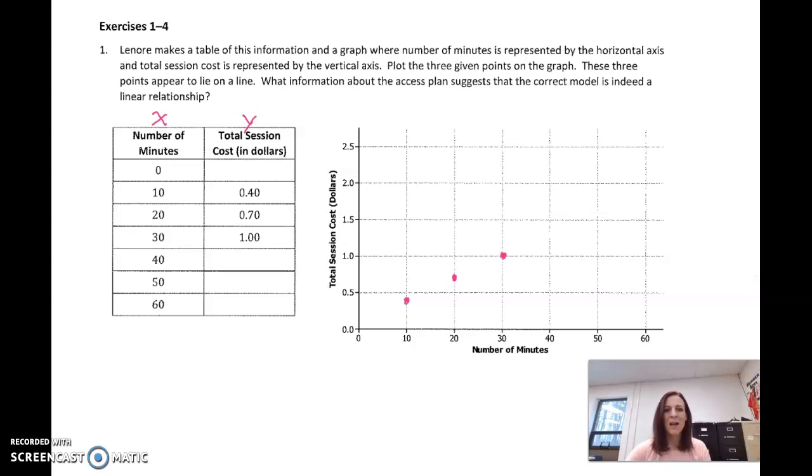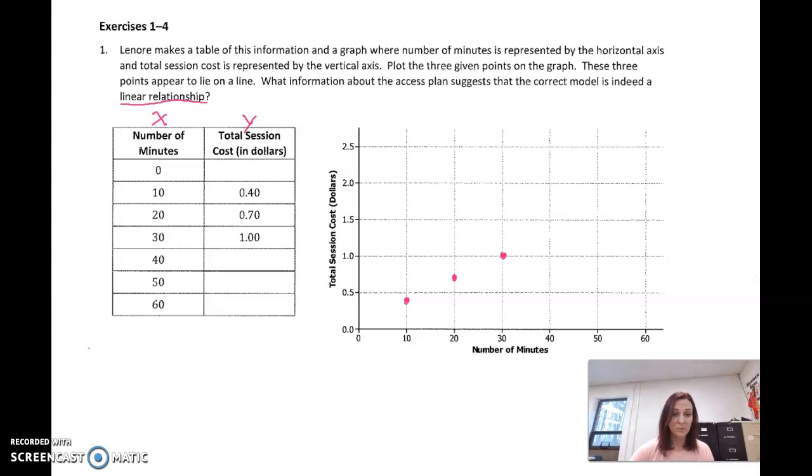Okay? These points appear to lie in a line. Yeah, they do. What information about the access plan suggests that the correct model is indeed a linear relationship? Okay, so and we're going to come back to this graph. We're going to keep adding things. But what information suggests this linear relationship?